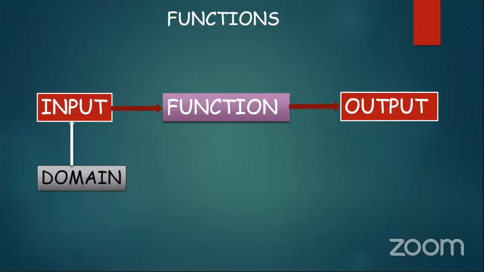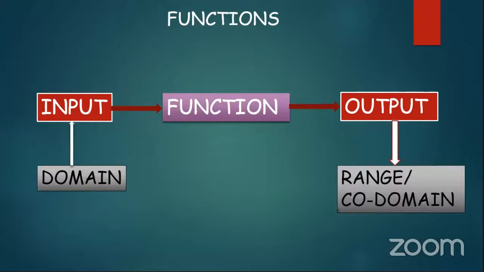Then this domain is what we input in the function. It is the same as the input. So it's another, mathematical name for input. We call it a domain. And then what we get after as output, we call it a range or codomain. Any question about this illustration?